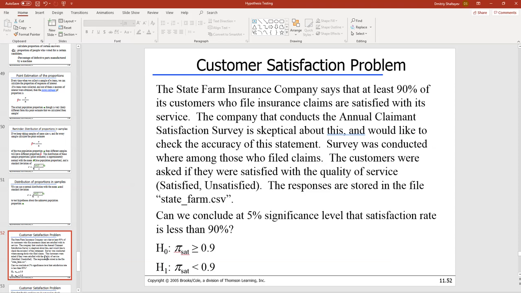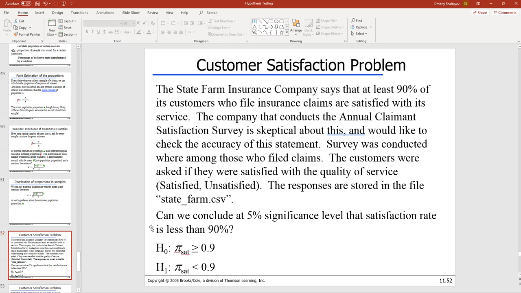We can test pi greater than or equal to a number versus less than or equal to a number versus equal versus not equal. So the same exact three forms we can test with proportions. Now, without further ado, let's concentrate on this problem.